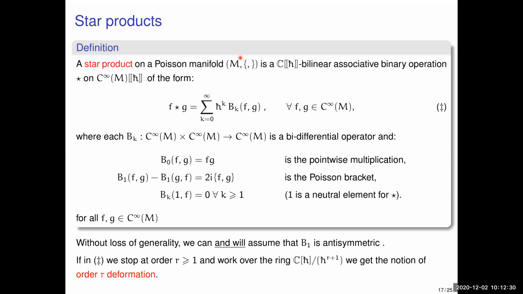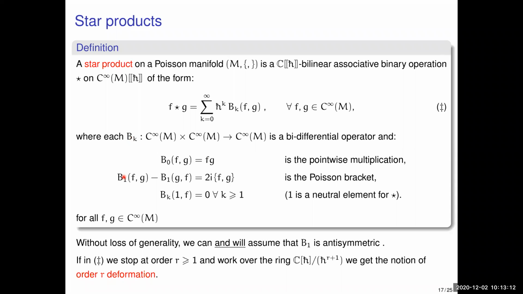So given a Poisson manifold M, by a star product we mean a multiplication, a bilinear associative binary operation on a power series of smooth functions. So something written like this: for given two functions f and g, the star product is a power series in h bar, my formal parameter, with coefficients given by some bk of f and g. We assume that each bk is a bidifferential operator. And at order 0, you want to get pointwise multiplication.